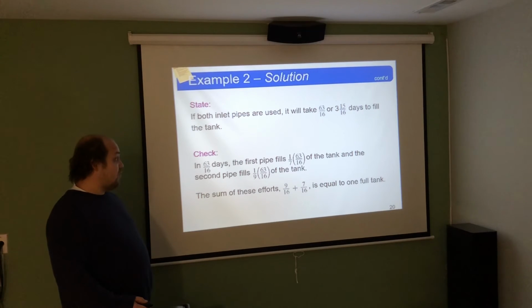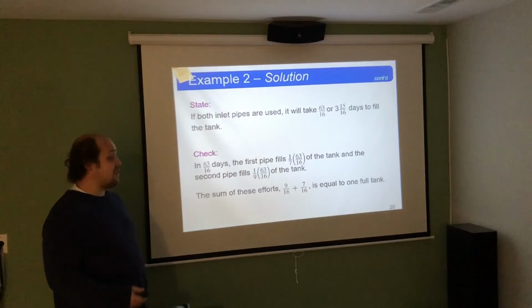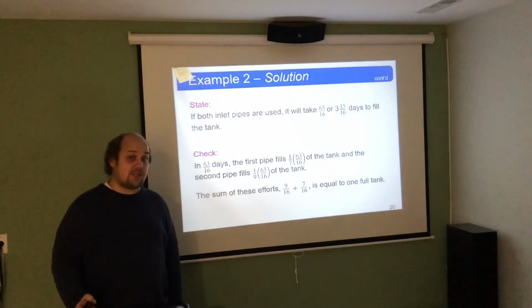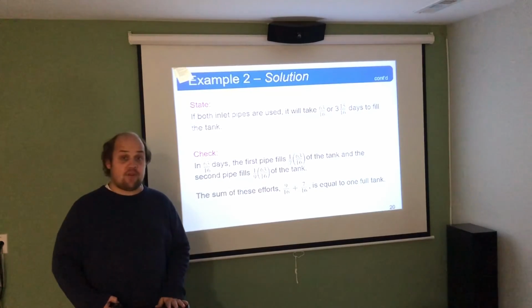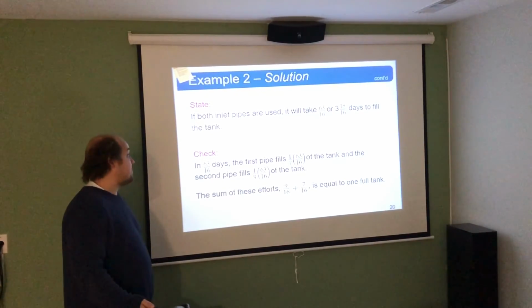First pipe fills 1/7 of the tank, the second pipe fills 1/9 of this much of the tank. When I add them both together, I get 9/16 plus 7/16 for a total of 16/16, or 1 full tank. So this is just checking that yes, it was the correct answer. You don't really need to do that check on these problems. You always can if you're not sure or if you feel good about your answer or not, but it's not necessary to do the full check.